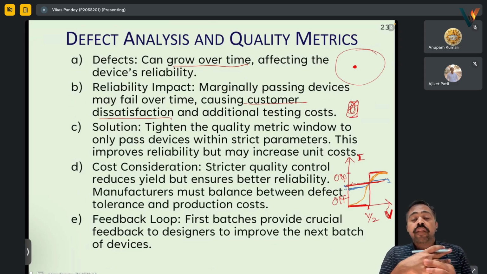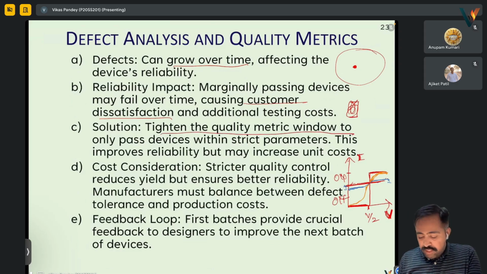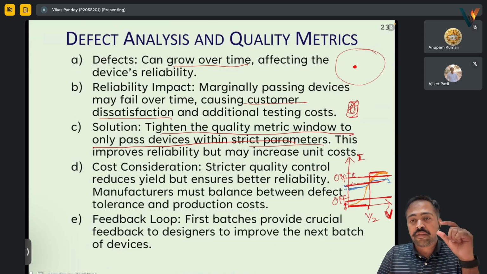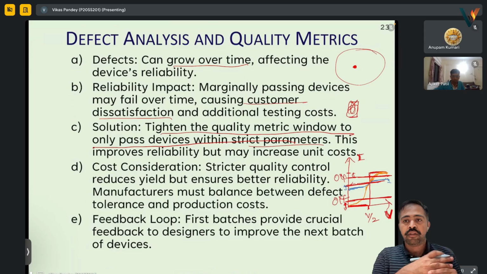So the solution for this is to tighten the quality metrics window to only pass devices with strict parameters. So we can define that the on will be this portion, off will be this portion, just this much. A small window, making it strict. We cannot make it very perfect. No, this only. That's not possible.